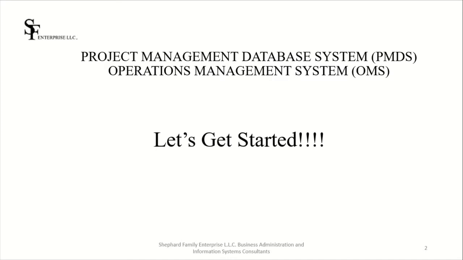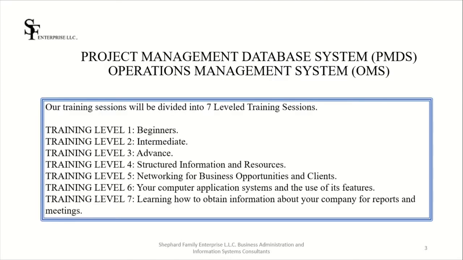Okay, let's get started. Our training sessions will be divided into 7 level training sessions. Training level 1 for beginners, training level 2 is for intermediate, training level 3, advanced, training level 4, structured information and resources, training level 5, networking, business opportunities and clients, training level 6, your computer application systems and the use of its features, training level 7, learning how to obtain information about your company for reports and meetings.